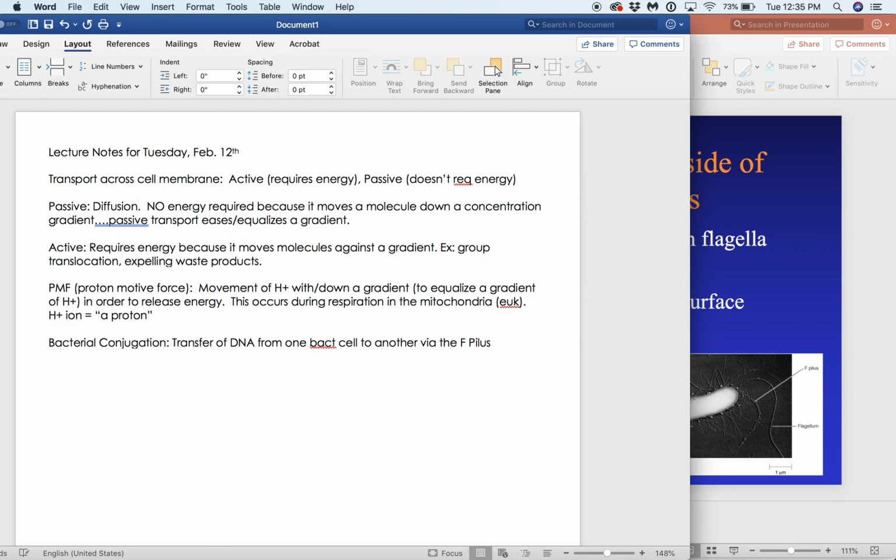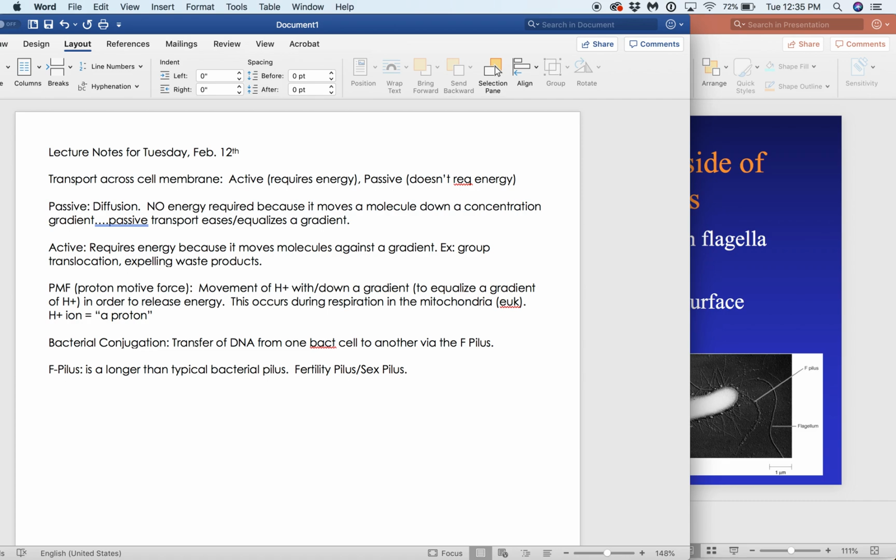The F pilus is a special pilus. It's longer than a typical bacterial pilus. Sometimes it's called the fertility pilus, or sometimes it's called the sex pilus. It's as sexy as bacterial cells get.